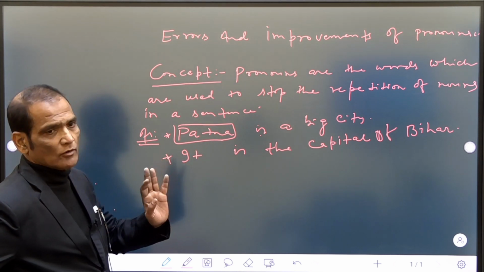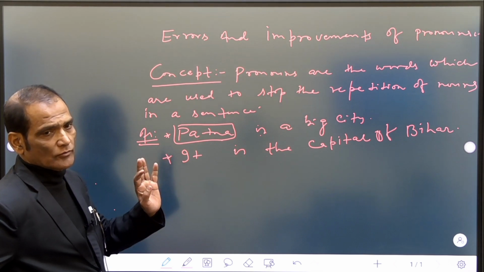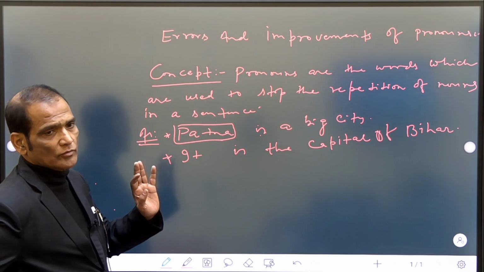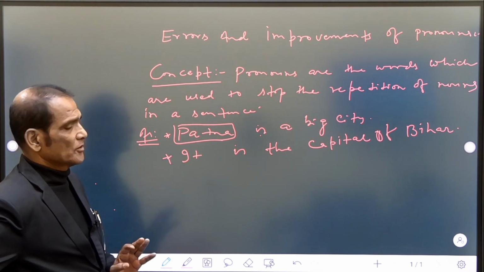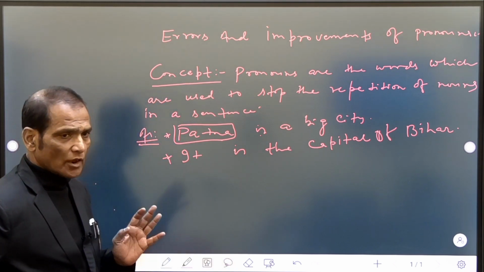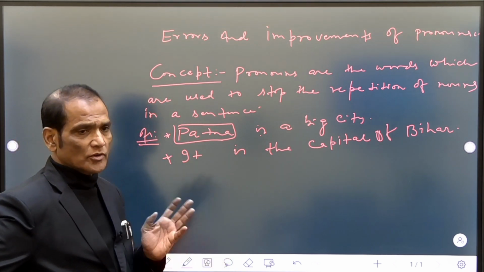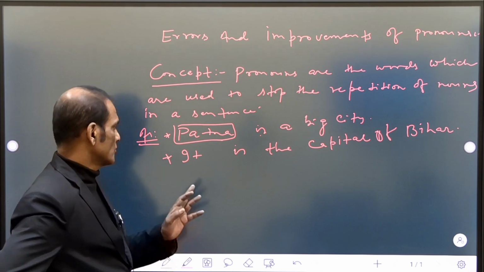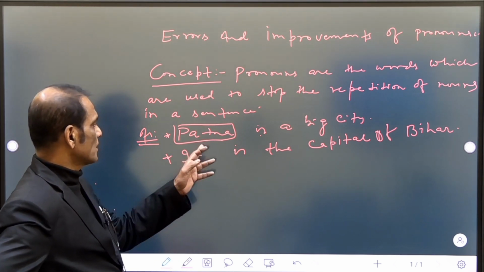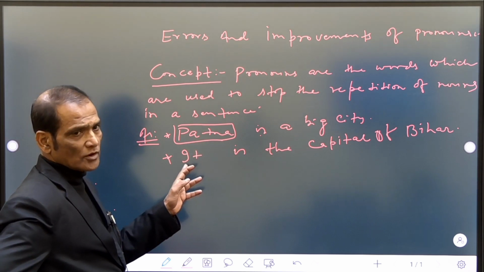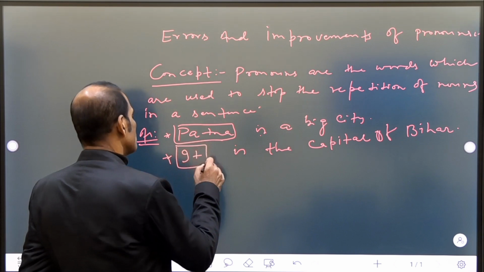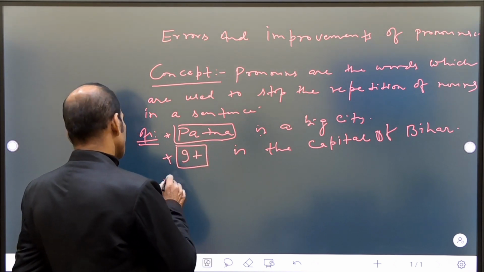Actually words are not repeated in a sentence. Not only nouns, but it happens in the case of every part of speech. If the sense is already clear, then we don't try to repeat the same word or same expression in the sentence. So Patna is a noun here, and I have used it for Patna, so it is what? It is a pronoun here.